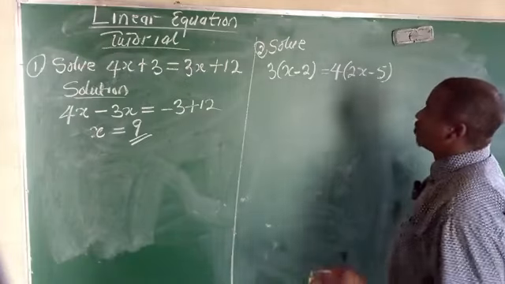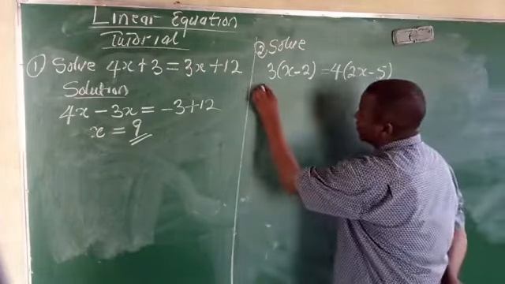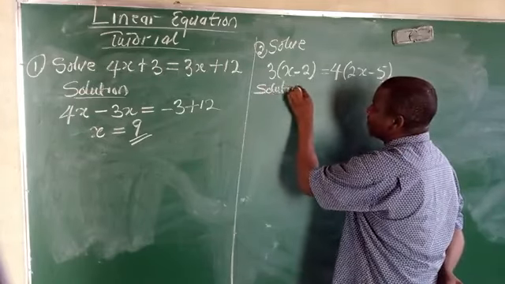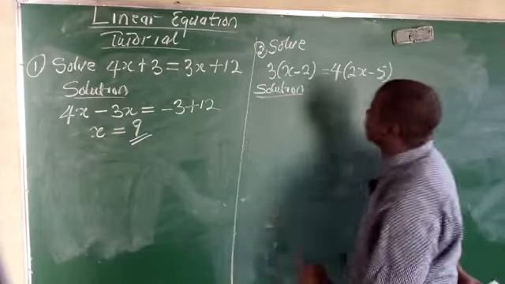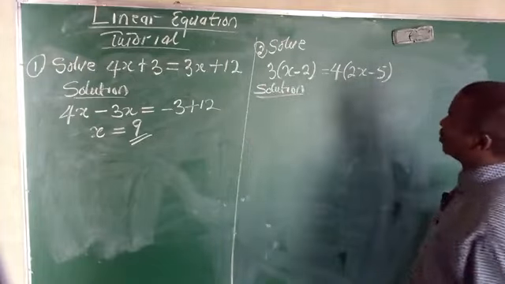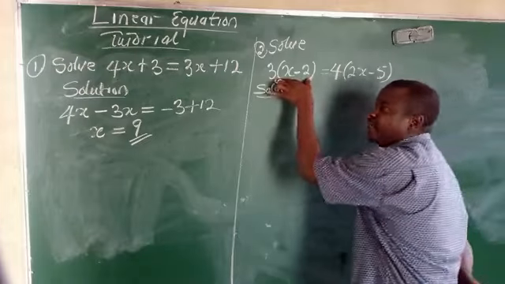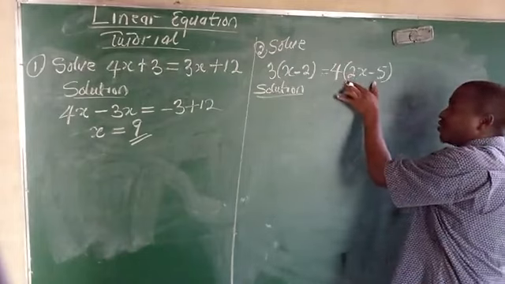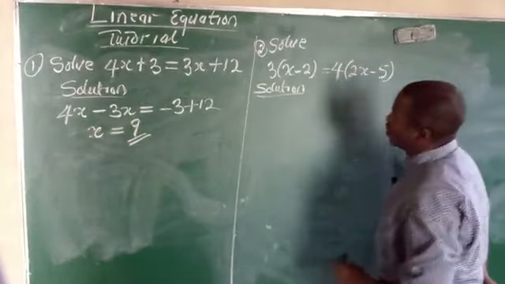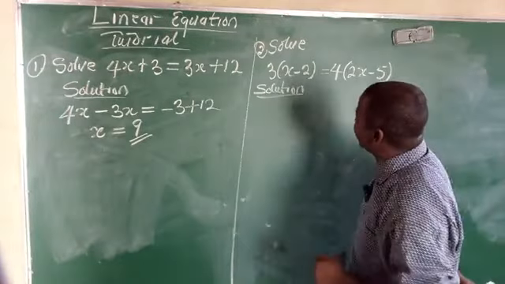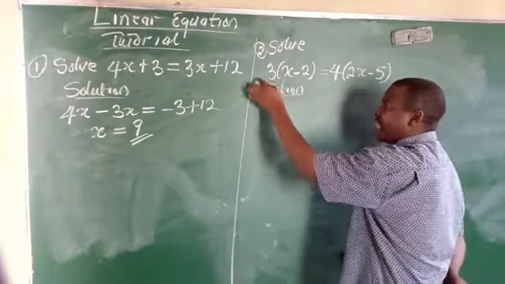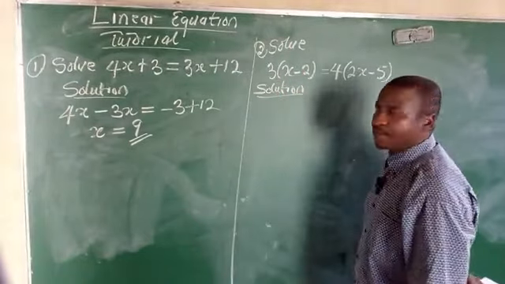Very good. What do we do? The first stage. This is our solution. The first step is to open this bracket. After opening this bracket, we come to this and also open this bracket. How do we open the bracket? We take this value outside the bracket and multiply by each term in the bracket.